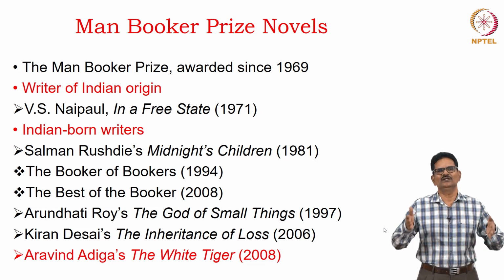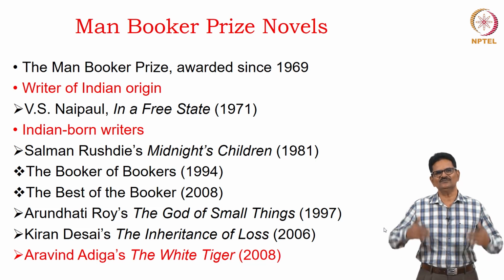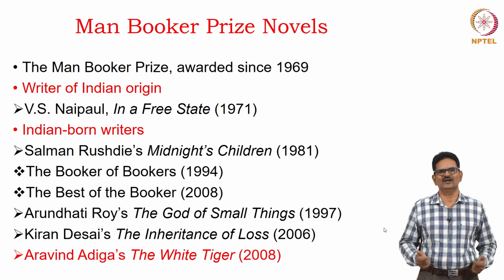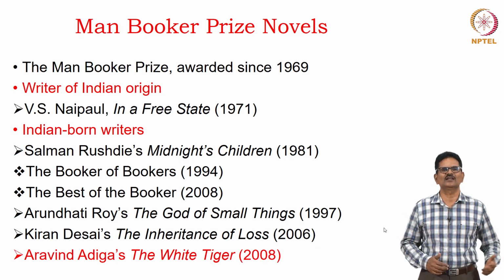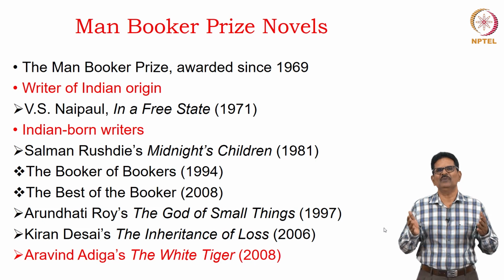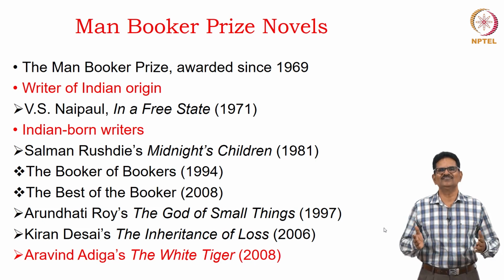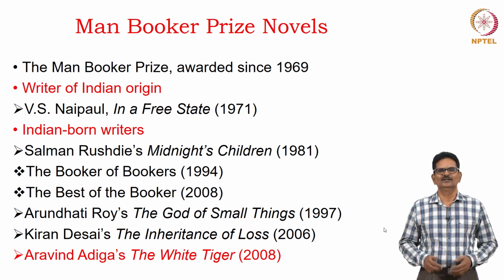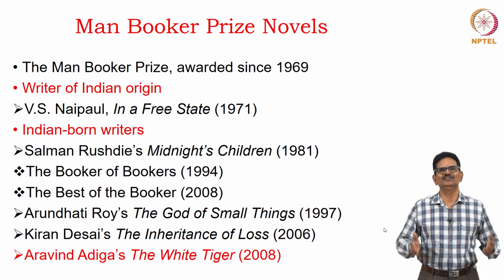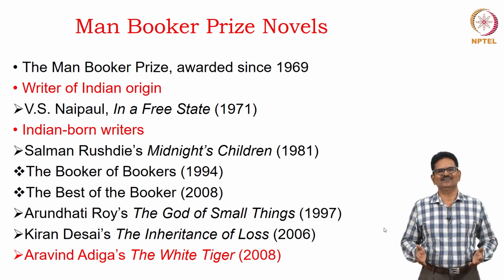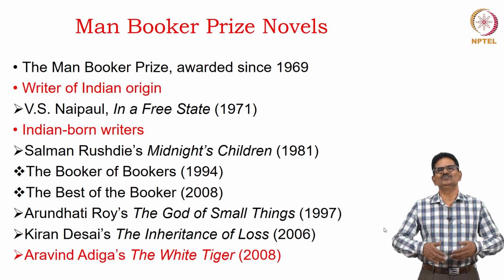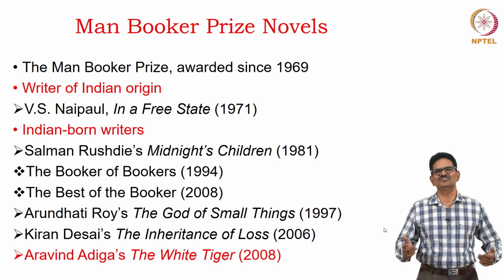He is actually a writer of Indian origin. He was not born in India, whereas the rest of the writers are Indian born writers. They were born in India, though they may have moved to other countries like Salman Rushdie. He got this Man Booker Prize for Midnight's Children in 1981. Then later on it was considered to be the Booker of Bookers in 1994. Again there was another category called the Best of the Booker. This was declared for Midnight's Children.